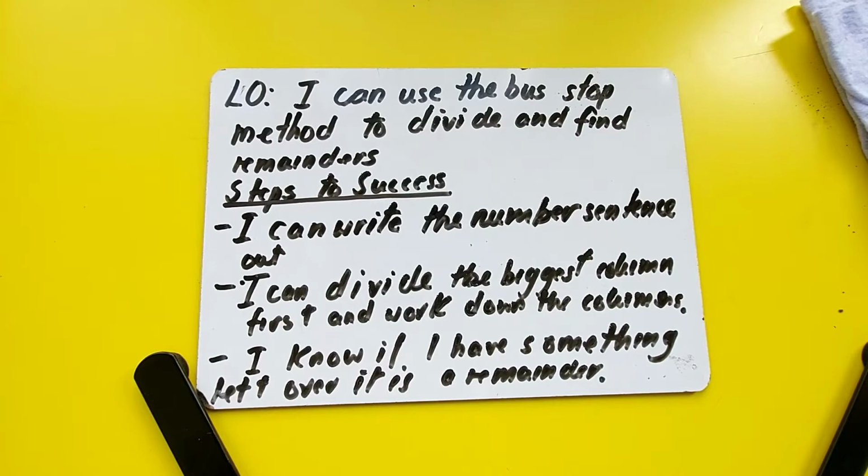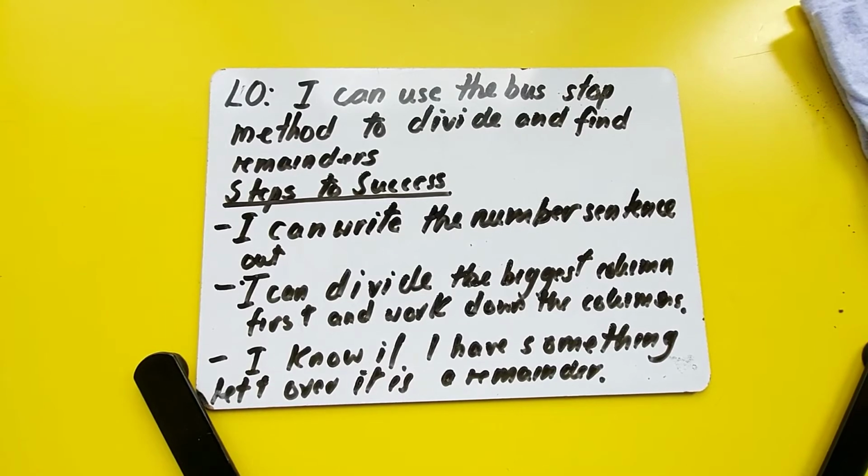I think if you've got yesterday you should find this quite easy, okay guys? So again, let's think really hard about these steps of success. They are useful, they do help us to work through it. So first of all, I can write the number sentence out into the bus stop method, nice and easy. I can divide the biggest column first and work down the columns. So we talked about this yesterday. That's different from adding, subtracting and multiplying in the column or the formal methods, because normally in those you start with your smallest column, your units or your tenths column, and then you work up to your biggest column. Here you work from the biggest column, so in this case ours will be tens, and then you carry over down to the units, okay?